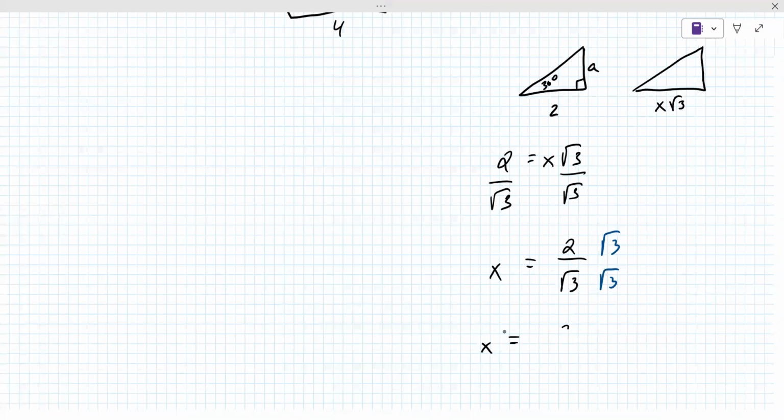So x is equal to 2/3 the square root of 3, and that is the apothem. Okay. Exciting stuff.